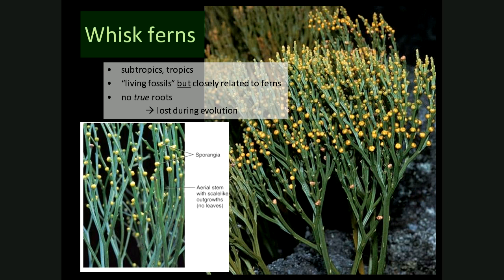The whisk ferns. This is that living fossil again, right? This looks like Cooksonia. And notice, interestingly enough, it's found in the subtropics and the tropics, which we think is where Cooksonia probably evolved. Right, so again, it's a living fossil, but it's not very related to Cooksonia. It's actually related to ferns. It has no true roots, just like Cooksonia, but we think that it did at one time. It probably lost them during evolution.